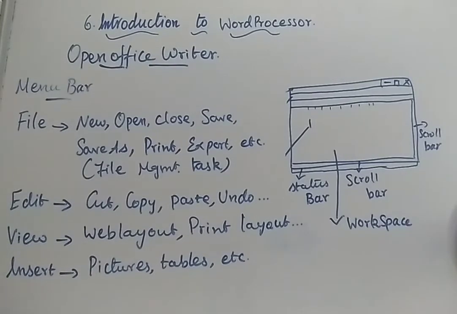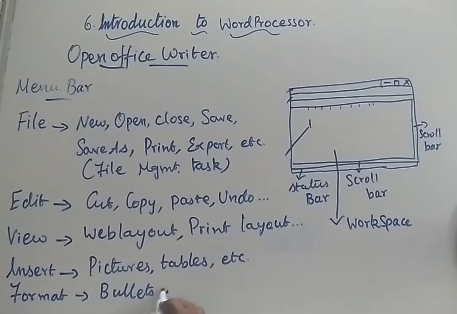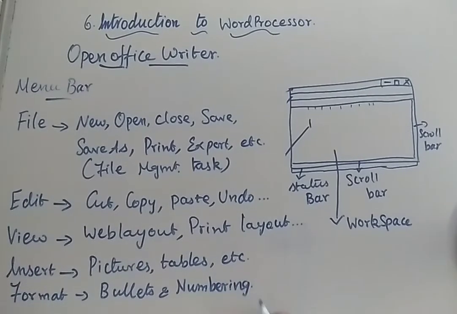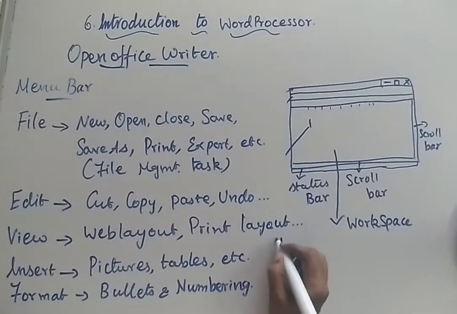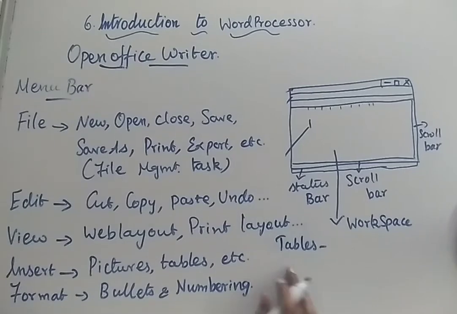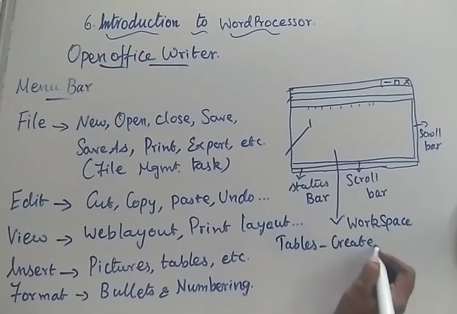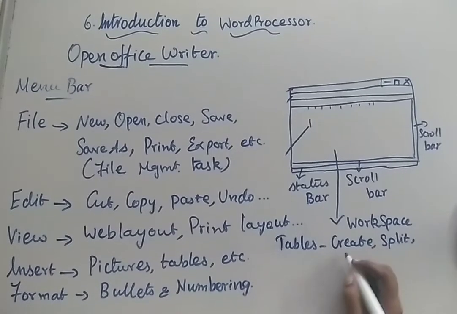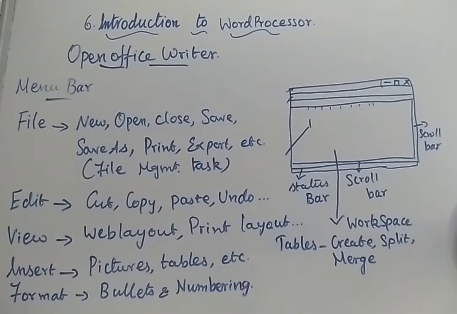And the next menu you are going to have is your format. Here are bullets and numbering, everything will be here. Under this main menu, you will have many sub-menus. By clicking each one, whatever is available will be displayed for you. And the next menu is your table. You can create a table, insert row, insert column, split the cells, merge. Everything can be done in the table.